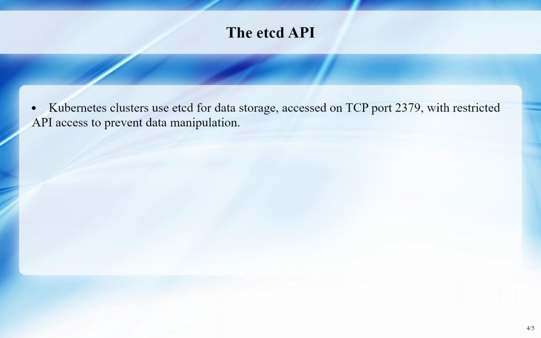Kubernetes clusters utilize etcd as a data store, with the etcd service operating on TCP port 2379. Access to the etcd API should be limited to the Kubernetes API server and backup tools to prevent disclosure or modification of cluster data.